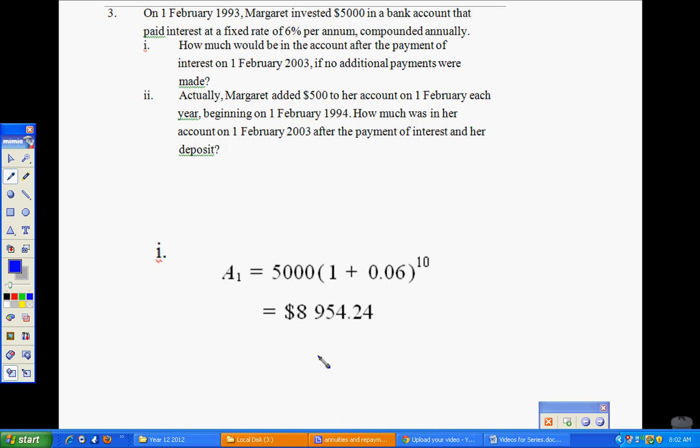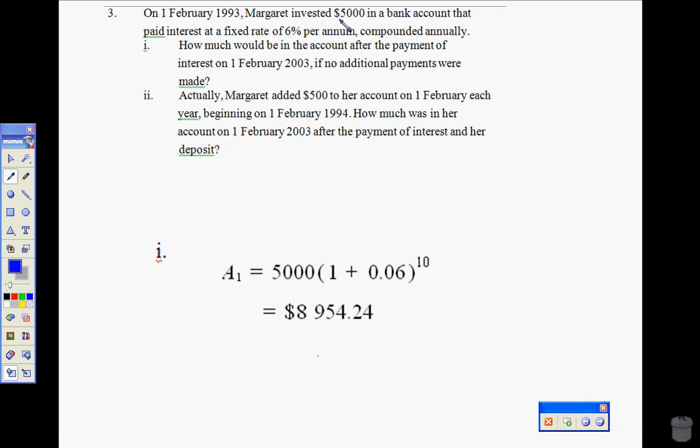In this question, we've got Margaret investing on the 1st of February 1993, and she puts $5,000 in the account. So she starts with $5,000, not $500,000. It's paid at 6% per annum, and it's compounded annually. So the interest rate is not too bad.